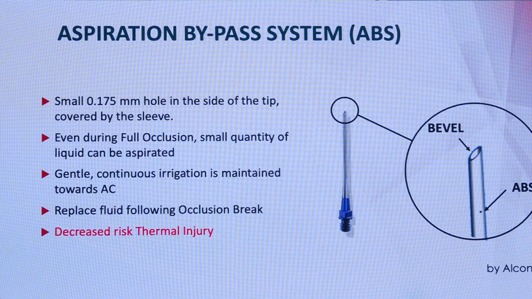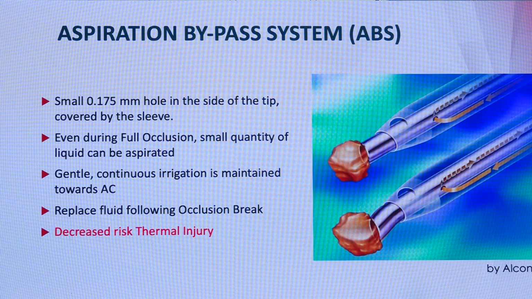Then came the advantage of an aspiration bypass system, which is a very small hole of 0.175 millimeter at the bevel at the shaft of the tip. That means that there is a little bit of aspiration and irrigation going on even when the tip is completely occluded. The irrigation is not completely stopped, as happens in a normal peristaltic system. So there is a gentle continuous flow. There is irrigation maintained in a small proportion. So cooling is continuously being done. Heating problem does not arise. It is being replaced. Sudden surge does not occur. And it decreases the risk of thermal injury because of the use of the aspiration bypass system.